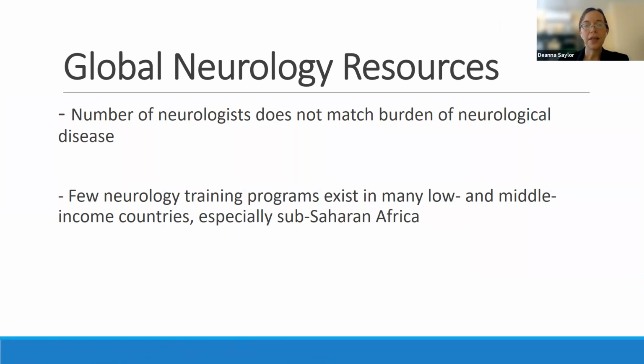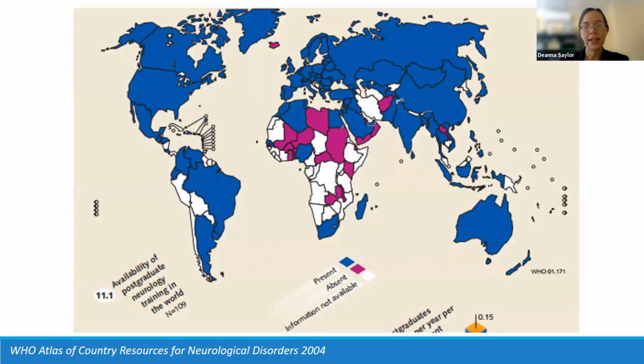So unfortunately, there are also very few neurology training programs in many low and middle income countries, and this is especially true in sub-Saharan Africa. This data is quite old and has not been updated, but it was from a prior version of the WHO Atlas. This map shows any country that's in blue had at least one neurology training program in the country. Countries that are in pink had no neurology training program, and countries that are in white had no data available and probably had no neurology training programs. If we look here specifically at sub-Saharan Africa, you can see that most countries had no neurology training programs. And without neurology training programs, there's unlikely to be a significant improvement in the ratio of neurologists per population.